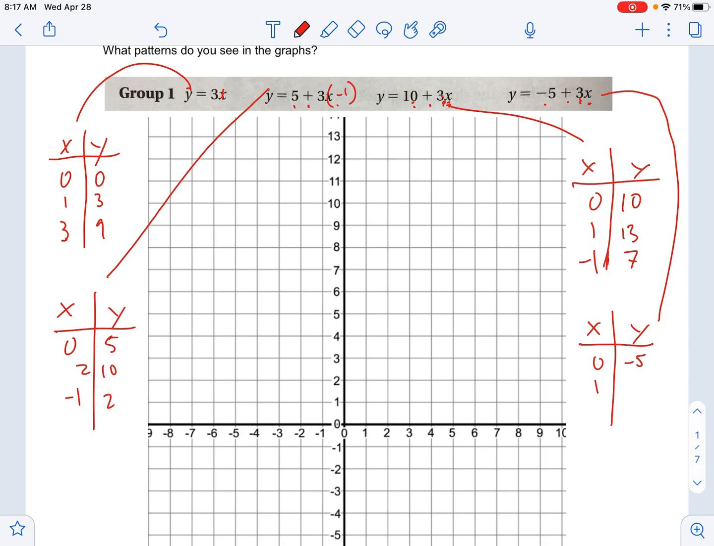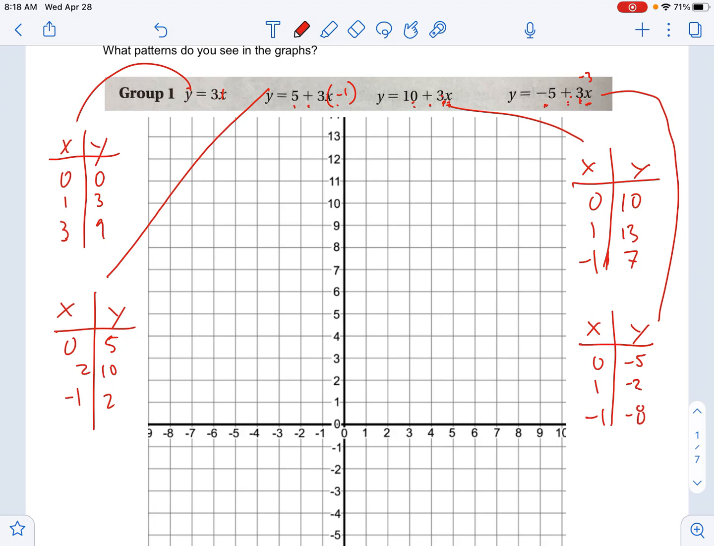Let's try 1. 3 times 1 is 3. Negative 5 plus 3 is negative 2. Let's try negative 1. 3 times negative 1 is negative 3. Negative 5 plus negative 3 is negative 8. All right, now I can plot.